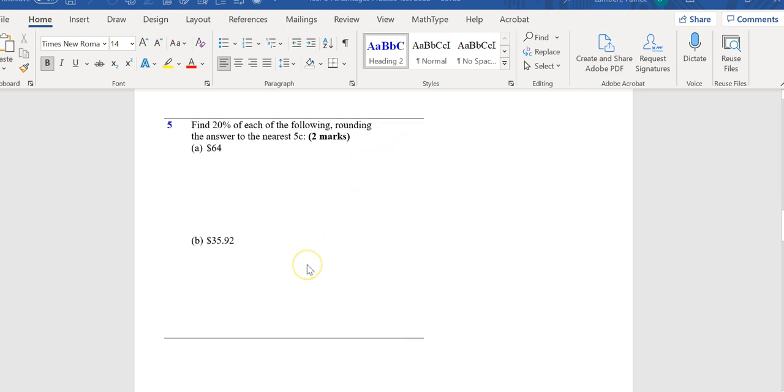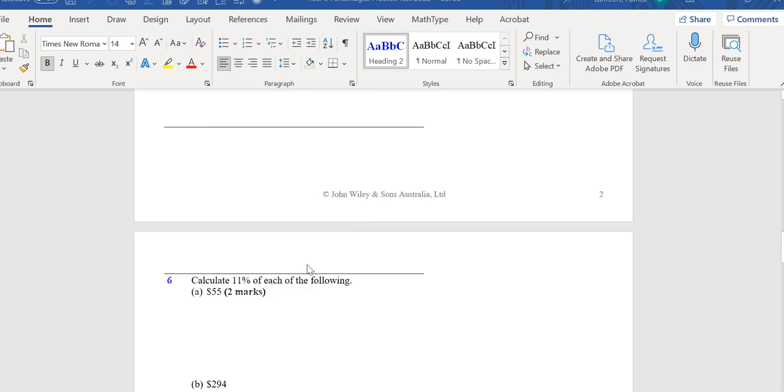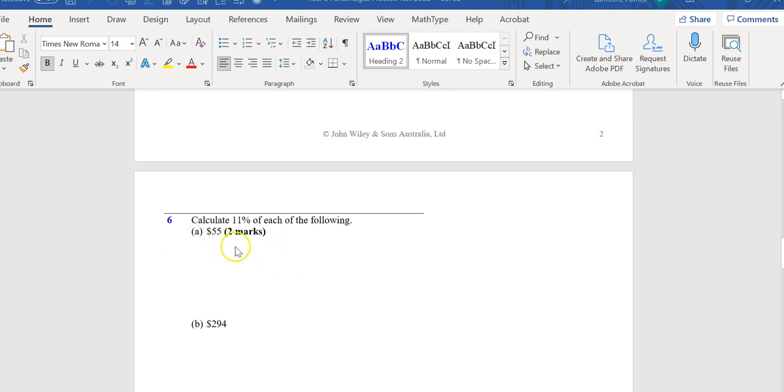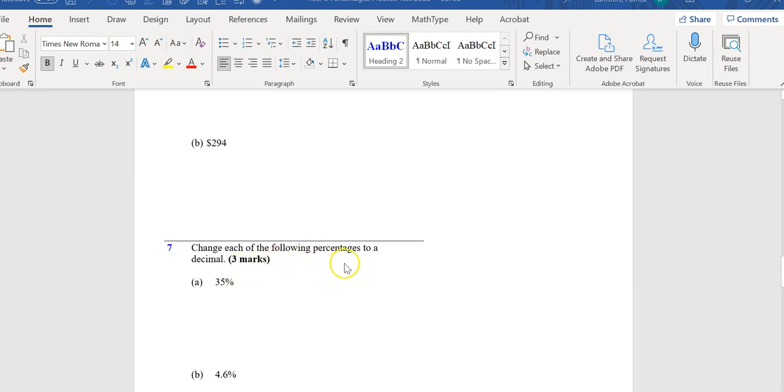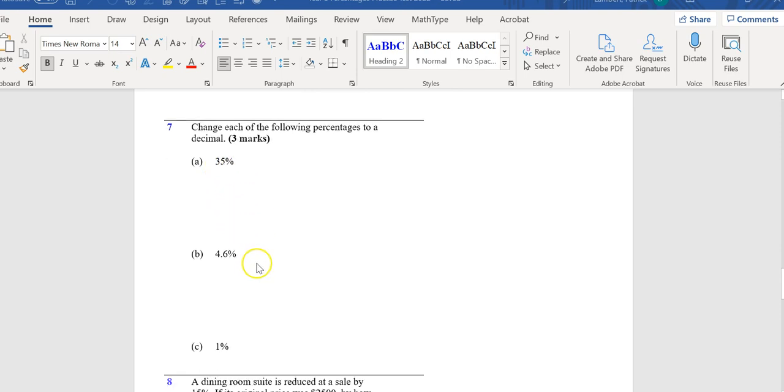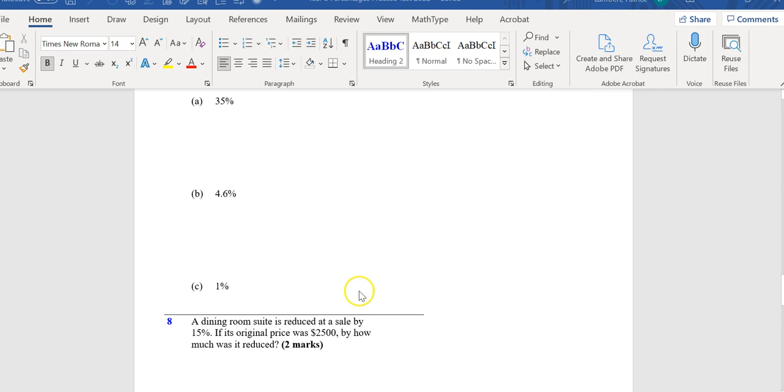20% of the following, again, they are type 1s. Right, just show your mark and show your working out. That's how you get your marks. Change each of the following percentages to a decimal. So you put those over 100, put these over 100, put these over 100.